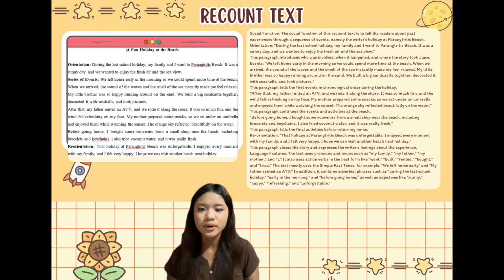In the event parts, the writer explains, "We left home early in the morning so we could spend more time at the beach." These paragraphs tell the first event in chronological order during the holiday. The next paragraph explains, "After that, my father rented an ATV and we rode it along the shore." This paragraph continues the event and activities at the beach.